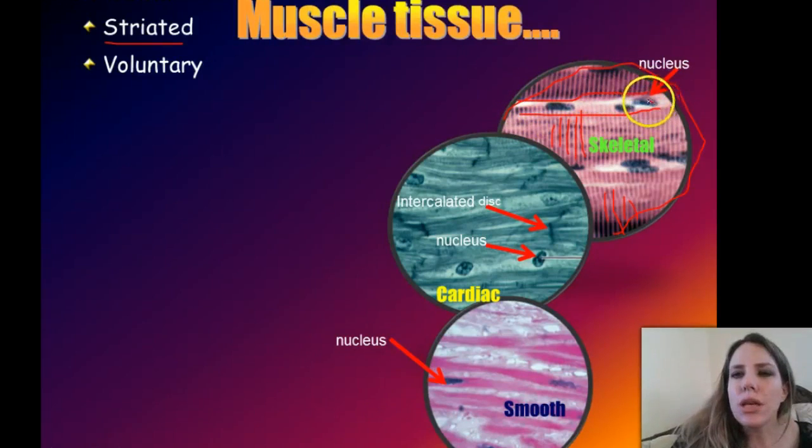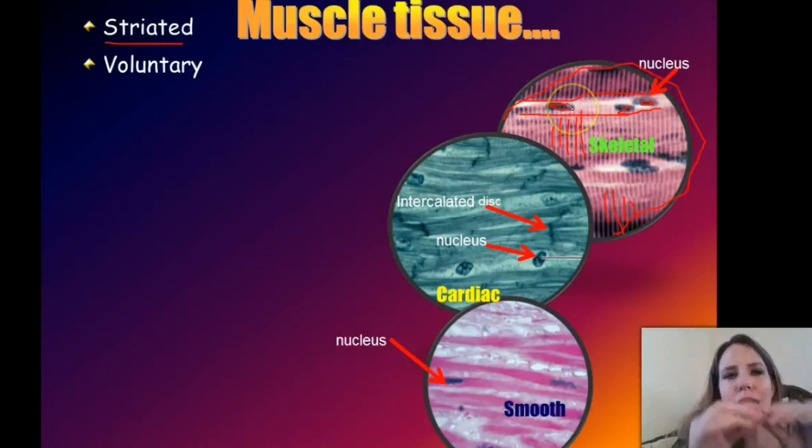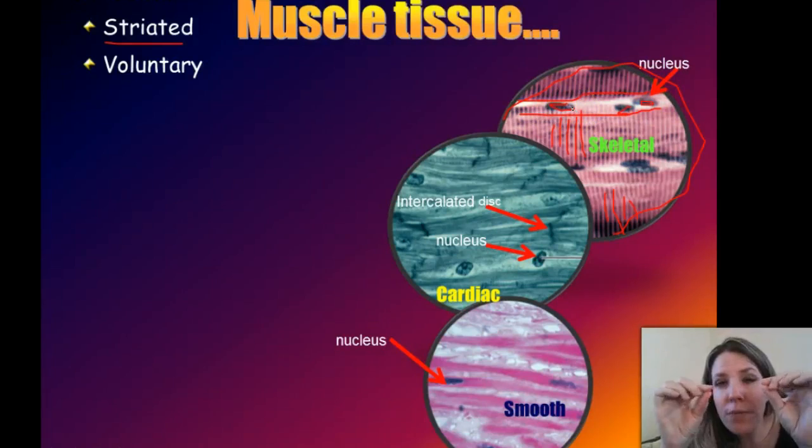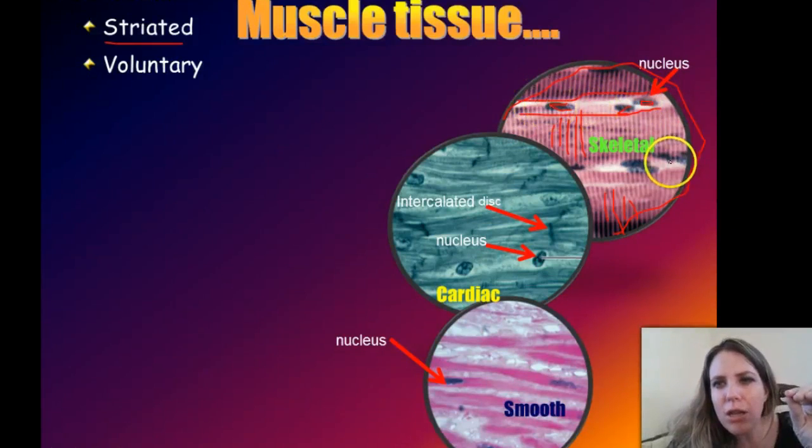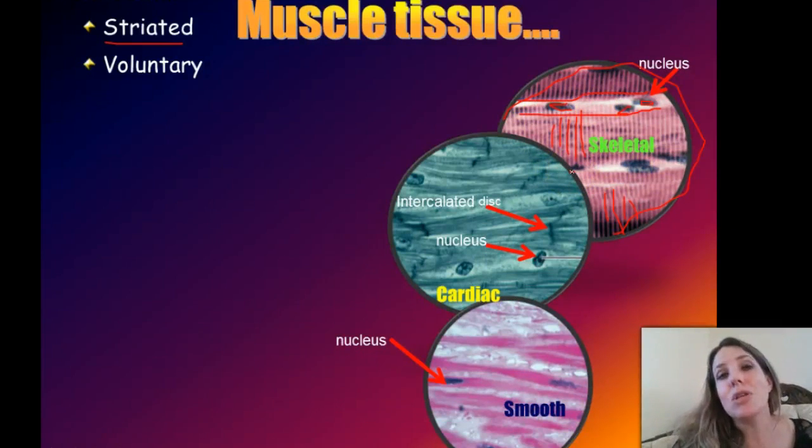So this is a nucleus, and this is a nucleus, and this is a nucleus. And notice how they're kind of stretched out, they're kind of long, and they're all pretty much lined up. So you got a row of nuclei here, and then you got a row of nuclei there, etc. So striated muscle cells are multinucleated. That means they have more than one nucleus in each cell.